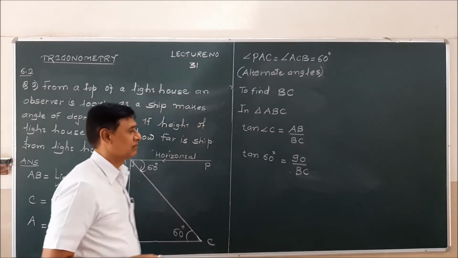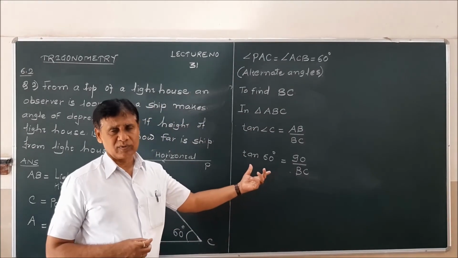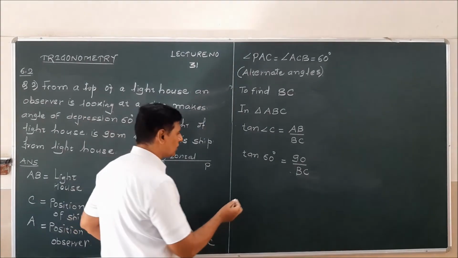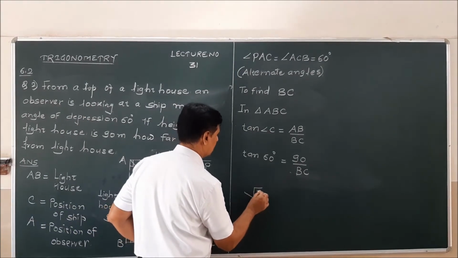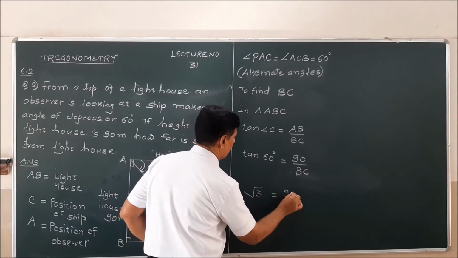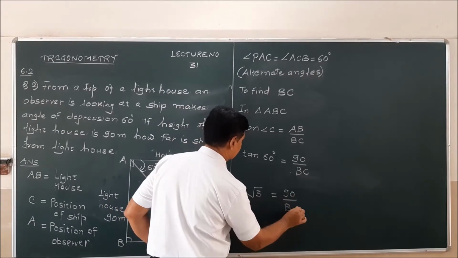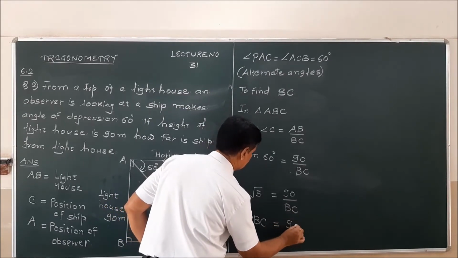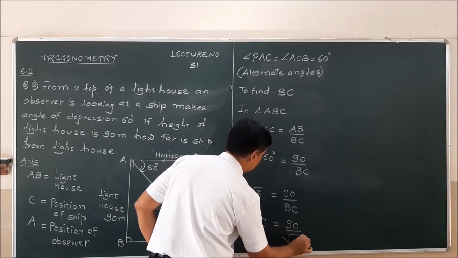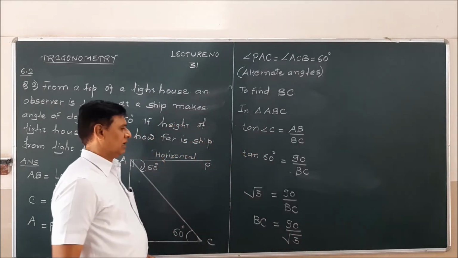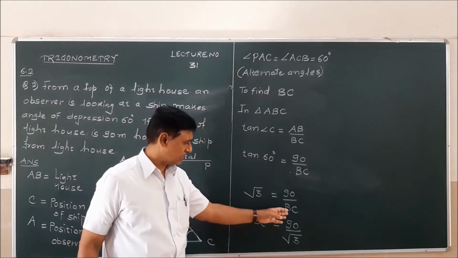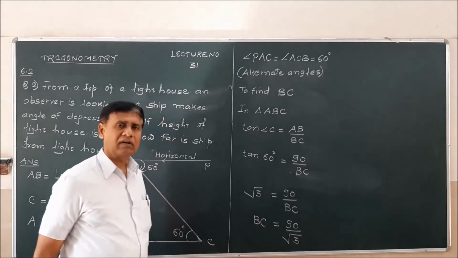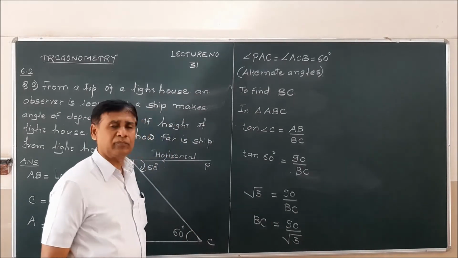Tan 60, you must know the value of tan 60. Tan 60 is root 3. So root 3 is equal to 90 upon BC. BC is equal to 90 upon root 3. I transfer root 3 to the right hand side and BC to the left hand side. So it becomes 90 upon root 3.